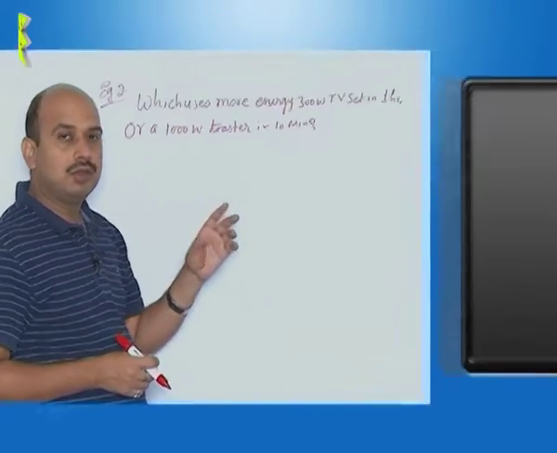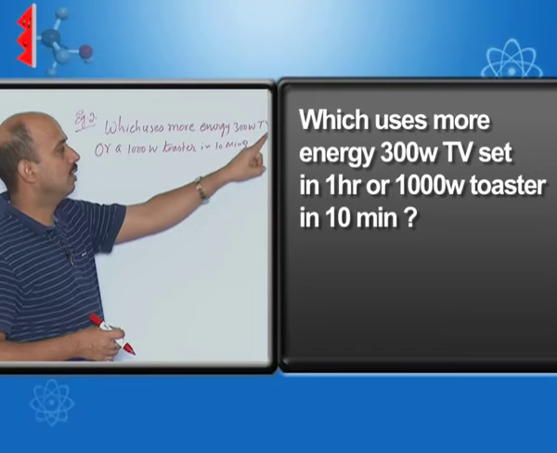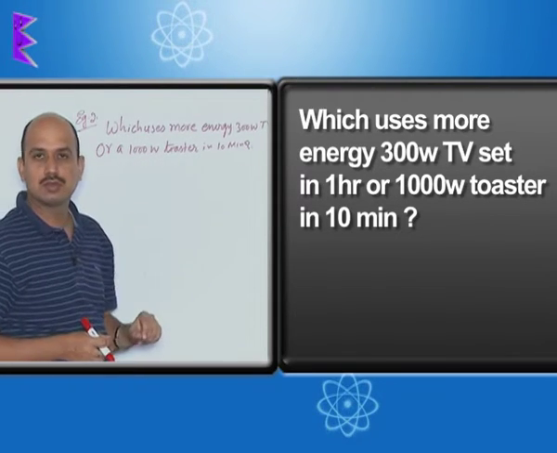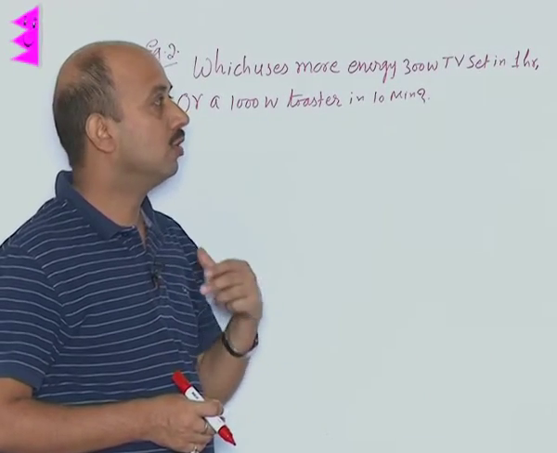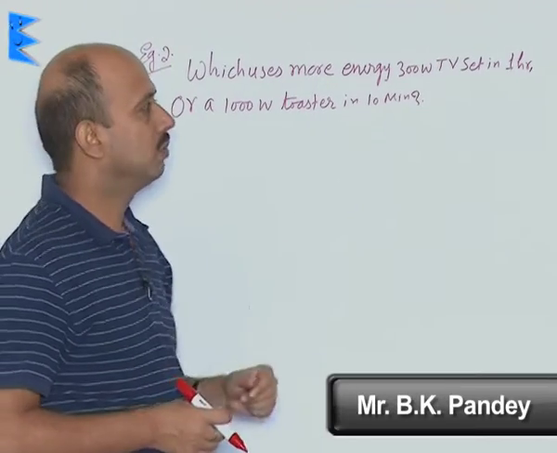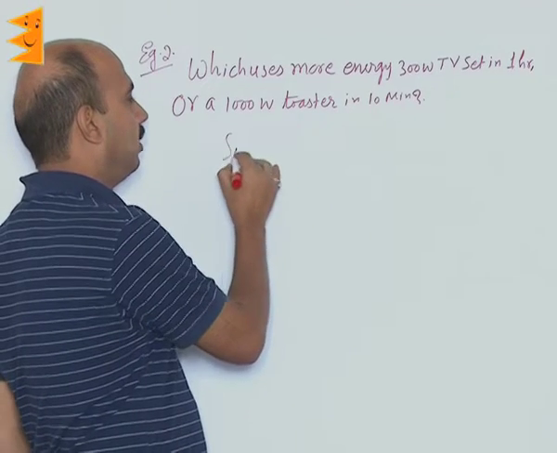See this example: which uses more energy, a 300 watt TV set in 1 hour or a 1000 watt toaster in 10 minutes? So see here, there are 2 electrical appliances which are used for different times, having different powers. Now we have to calculate energy. First you can calculate energy for the TV set.